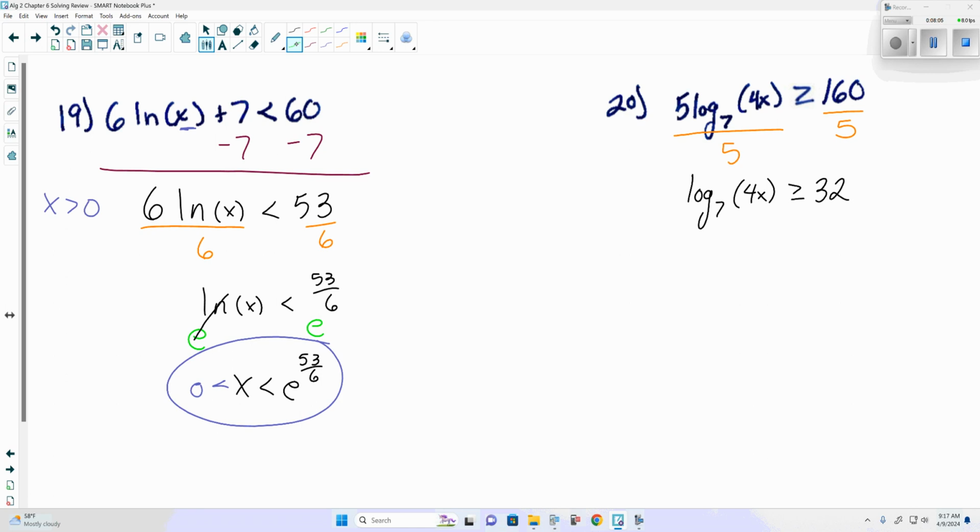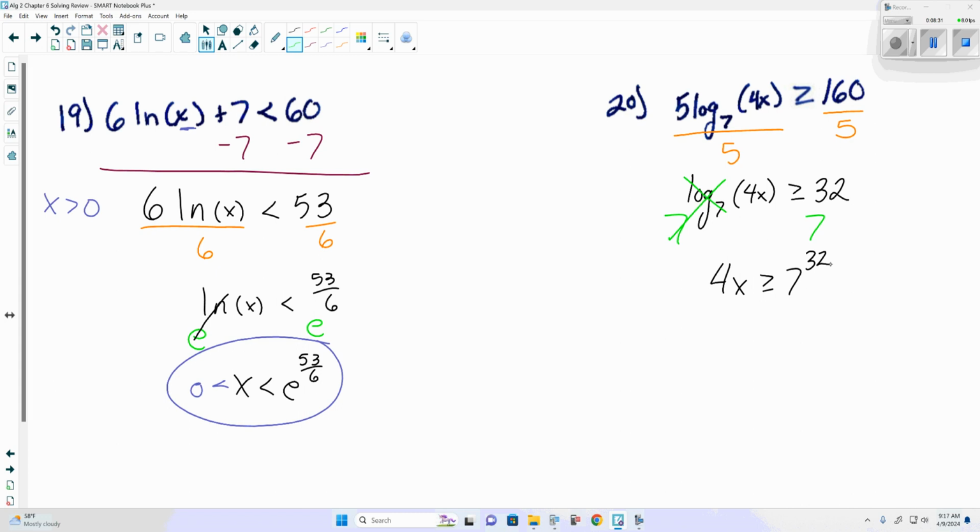Base of 7. Those will cancel, telling us 4x is greater than or equal to 7 to the 32nd. Is that a nice number? It technically, yes. Realistically, you would need a smarter calculator than what we have access to. So we're going to leave it at 7 to the 32nd.